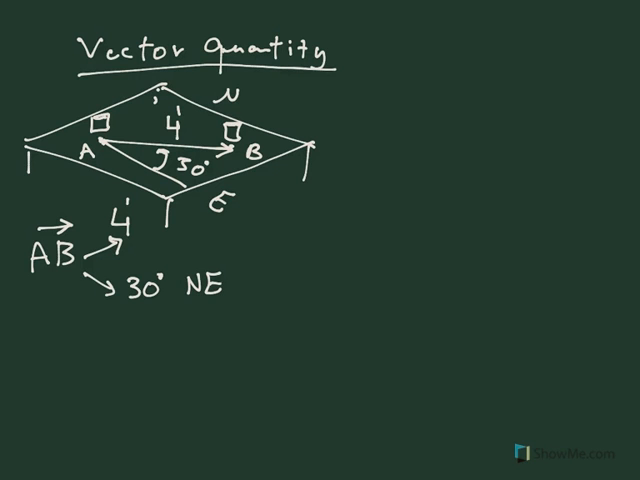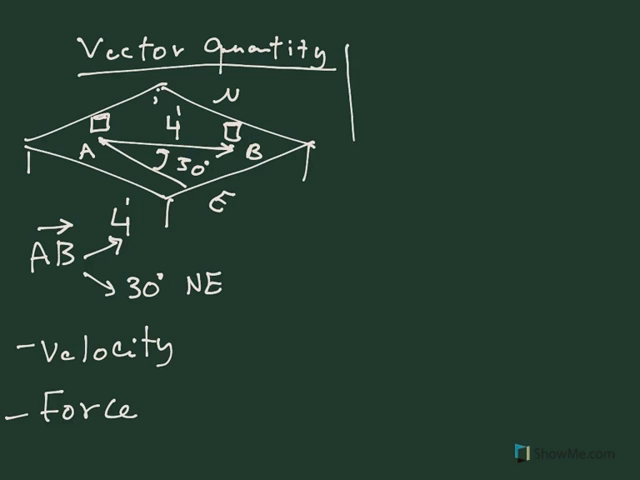So this example is a displacement. Another example would be velocity. That's another example of vector quantity. Force, that's also an example of vector quantity. And so these are some examples of vector quantity.